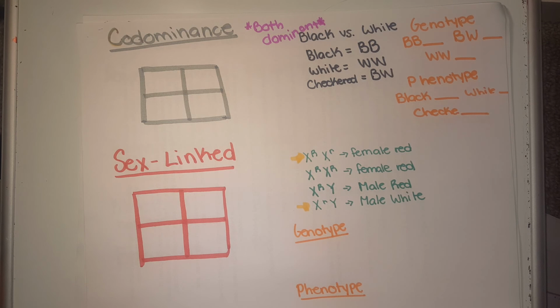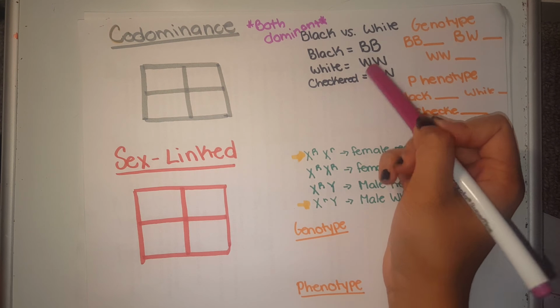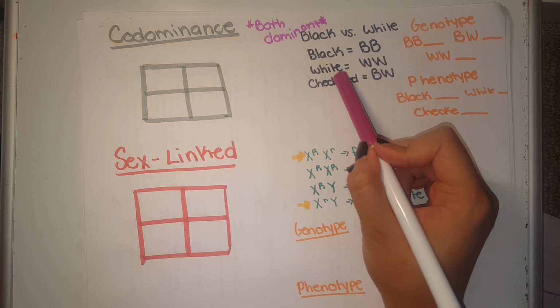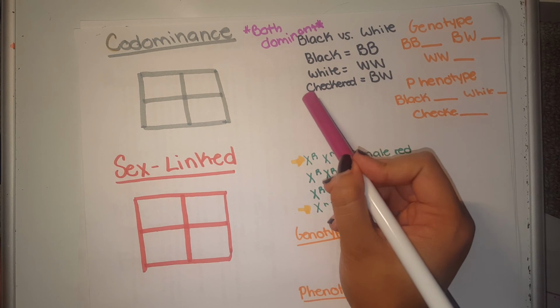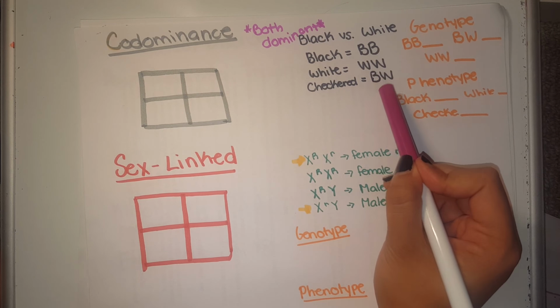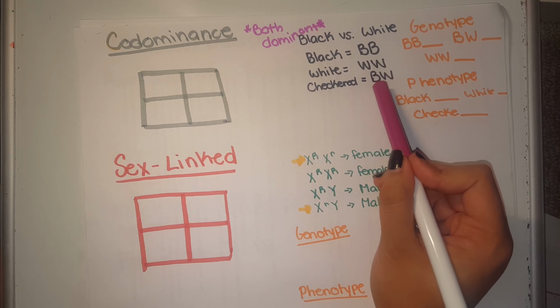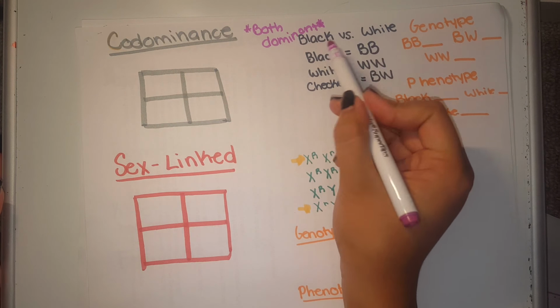Okay, so let's go ahead and try to do a codominance with a black and the white. Remember, black is homozygous dominant, and white is also homozygous dominant. So that means they'll both appear. But we can see we have a third option here, which is a checkered, which has a black and a white color together. So let's try doing a black and white.